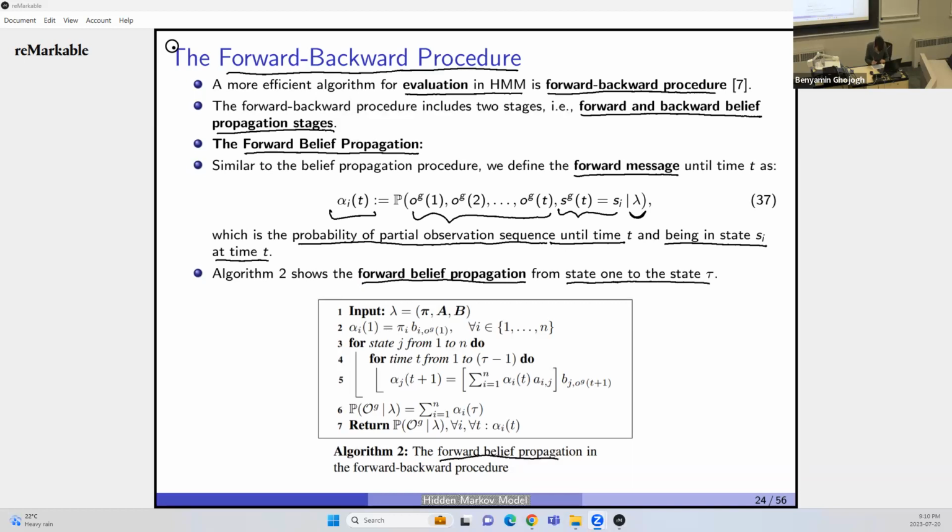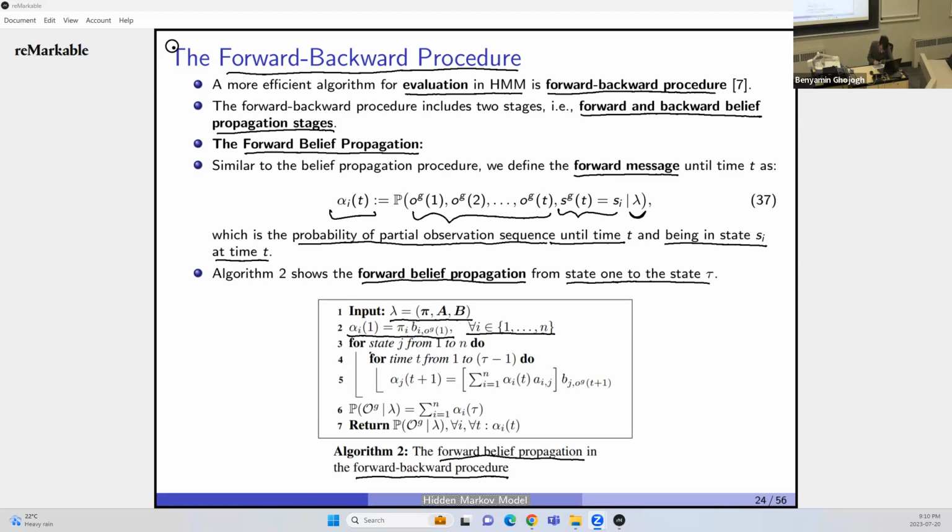So let's see forward belief propagation in the forward-backward procedure. What is that? I have as input the hidden Markov model. What is this? Alpha i1 is pi i, bi, O1. It means that from the state i I output the first observation in the observation sequence, and pi i is the initial probability of the state Si, or the state i. And I initialize it for all states.